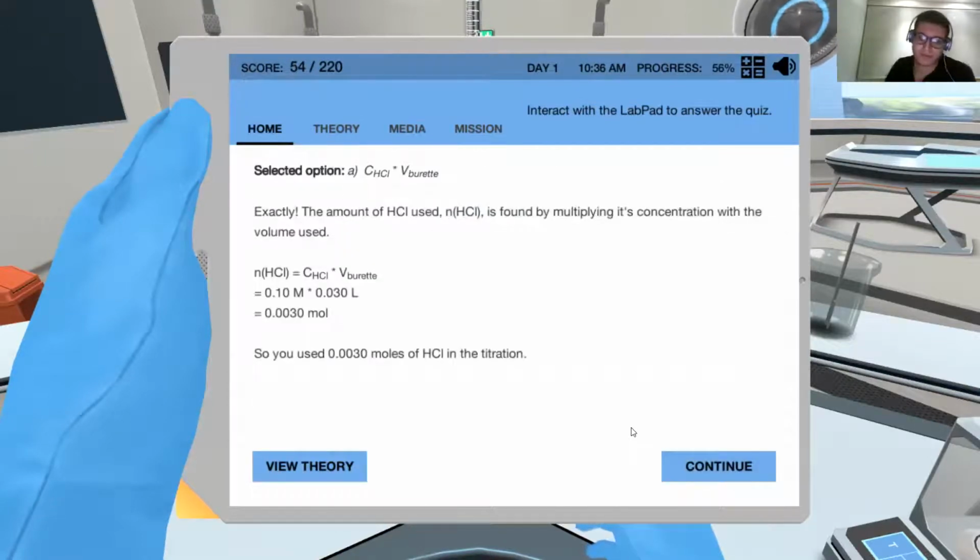Exactly. The amount of hydrochloric acid used, N, is found by multiplying its concentration with the volume used. So you used 0.0030 moles of hydrochloric acid in the titration.